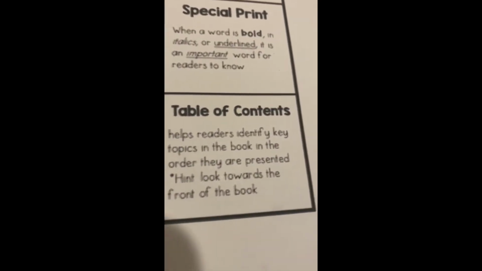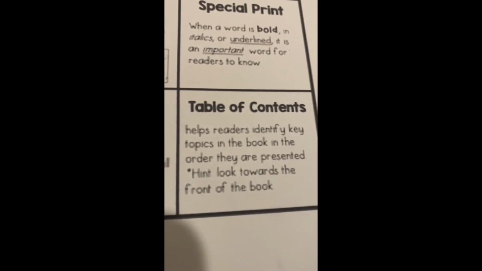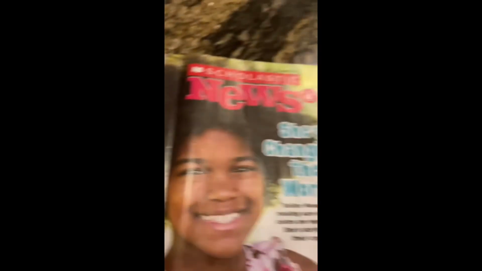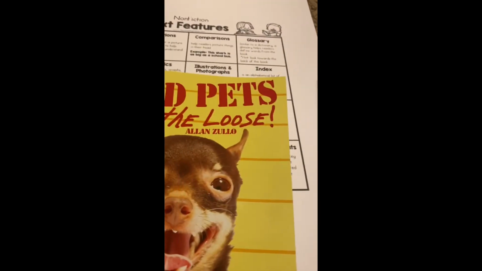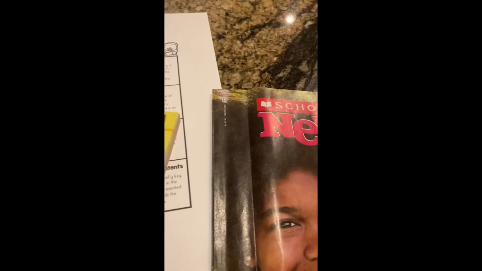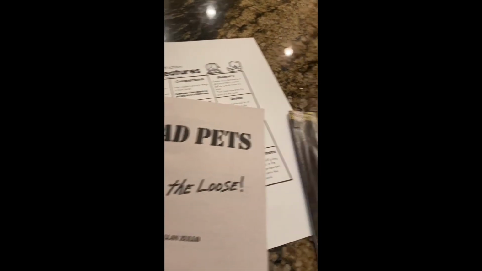Now, table of contents, that's not in our Scholastic News, but in this story, Bad Pets on the Loose, if we look at a table of contents, it's usually towards the front of the book, and it usually has a list of the names of the chapters or the names of the things inside of it. Here we go, table of contents. It tells you what page to turn to find these particular stories.